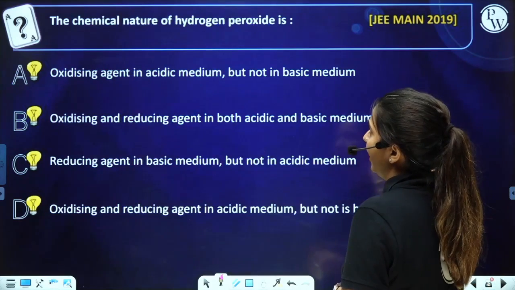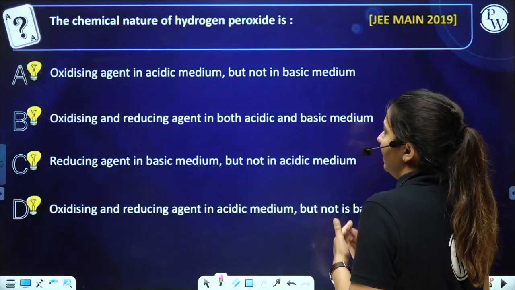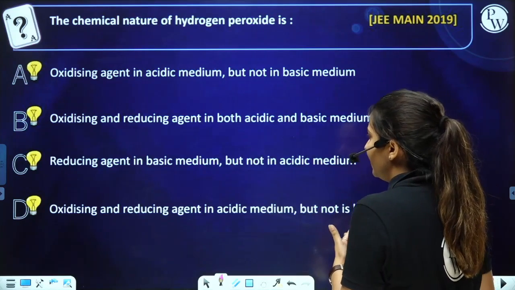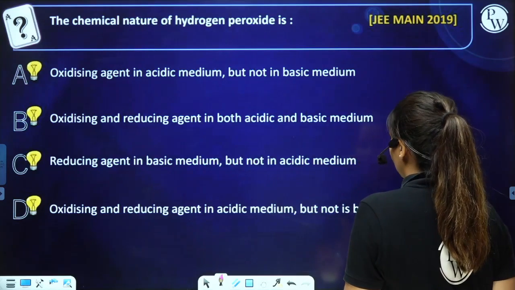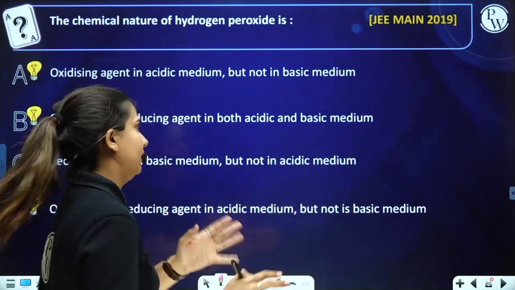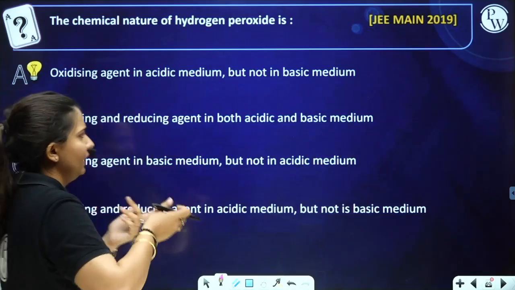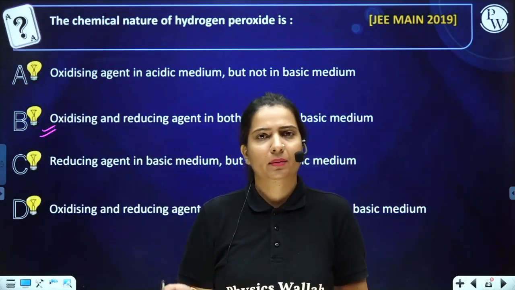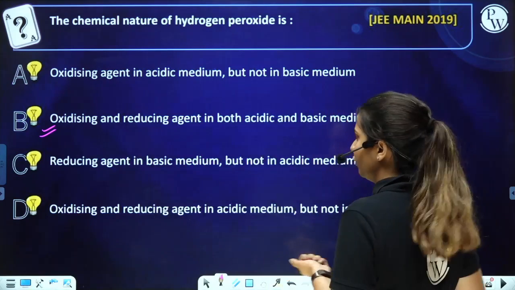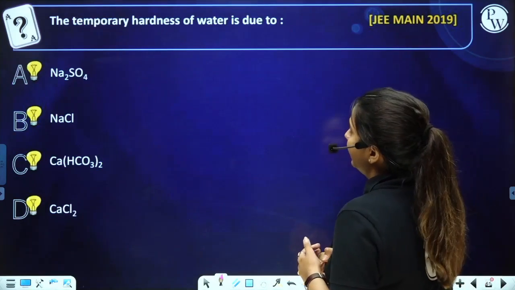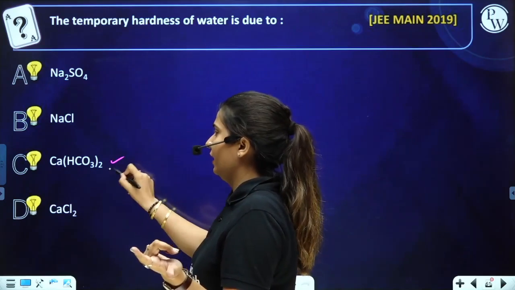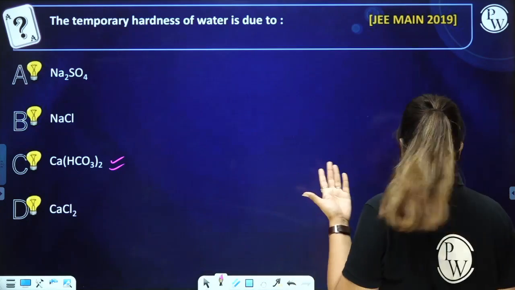The chemical nature of hydrogen peroxide is oxidizing agent, but not in the basic medium. Oxidizing and reducing agent in both acidic and basic medium. Yes, we can use it as oxidizing agent and the reducing agent in the acidic medium also, in the basic medium also. We have done the reactions in the respective class today itself. The temporary hardness of water is due to the bicarbonates. So only one option is present. See, so easy questions are coming.